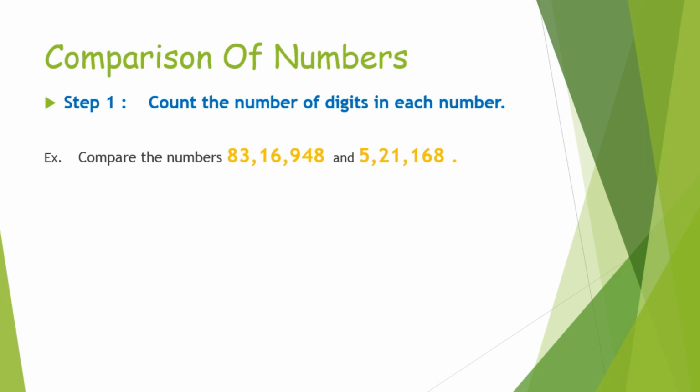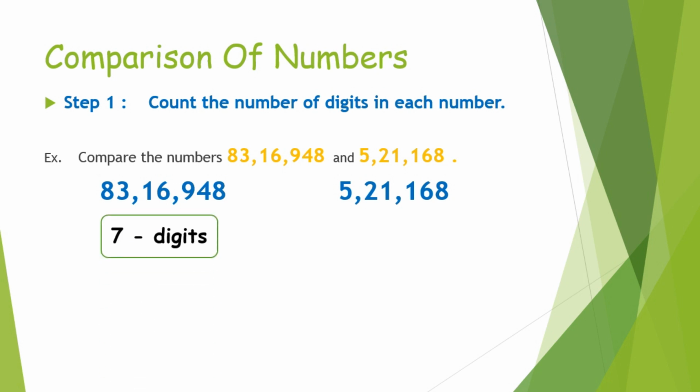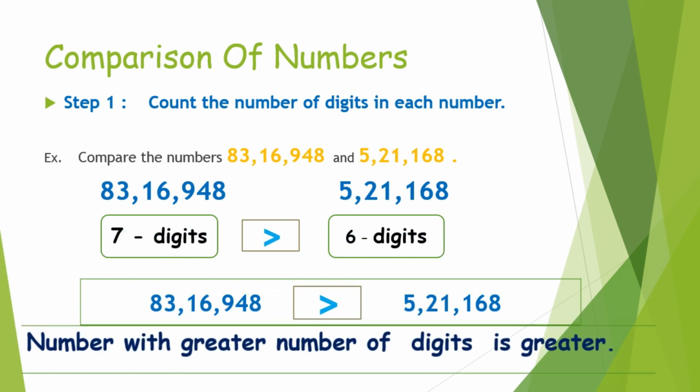Let us see an example. Compare the numbers 83,16,948 and 5,21,168. To compare these two numbers, we are going to write both the numbers separately and then count the number of digits. First number is having 7 digits and second number is having 6 digits. And as we know that 7 is greater than 6. So, the number with a greater number of digits is greater. That's why 83,16,948 is greater than 5,21,168.